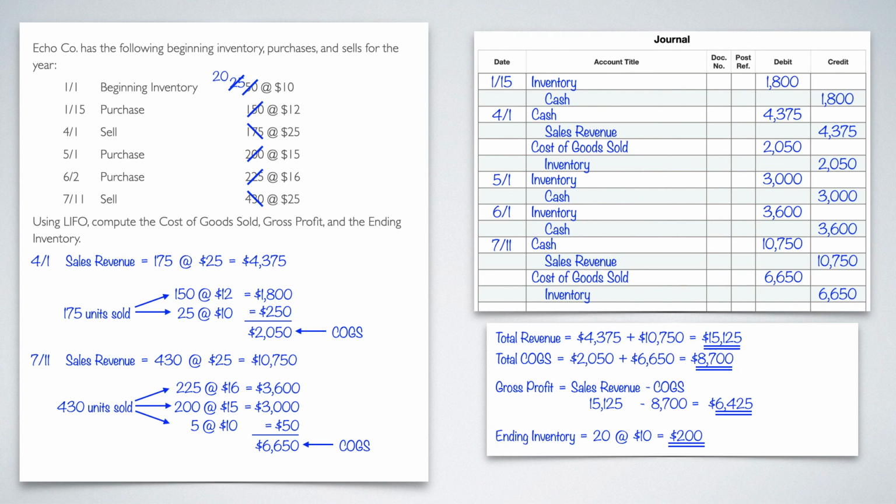Hopefully that made sense. Hopefully it wasn't too brutal. In the next video, we're going to be doing the weighted average. So hopefully this is good enough for this one.